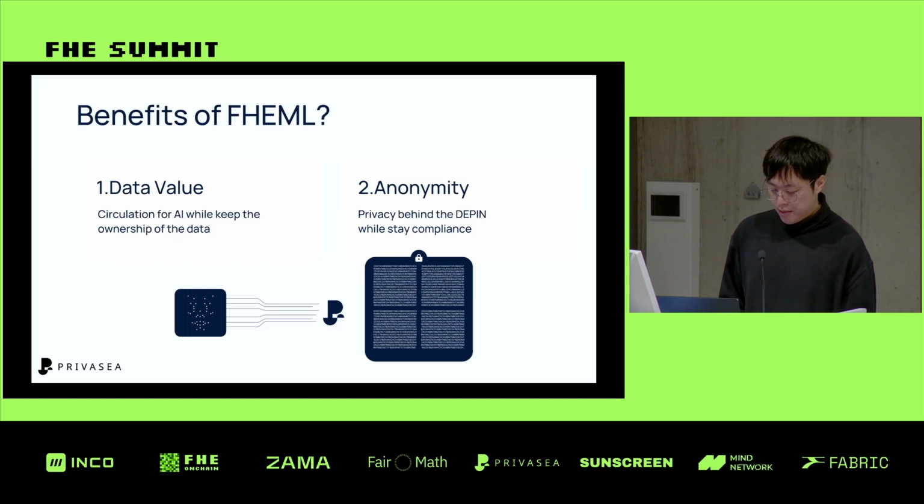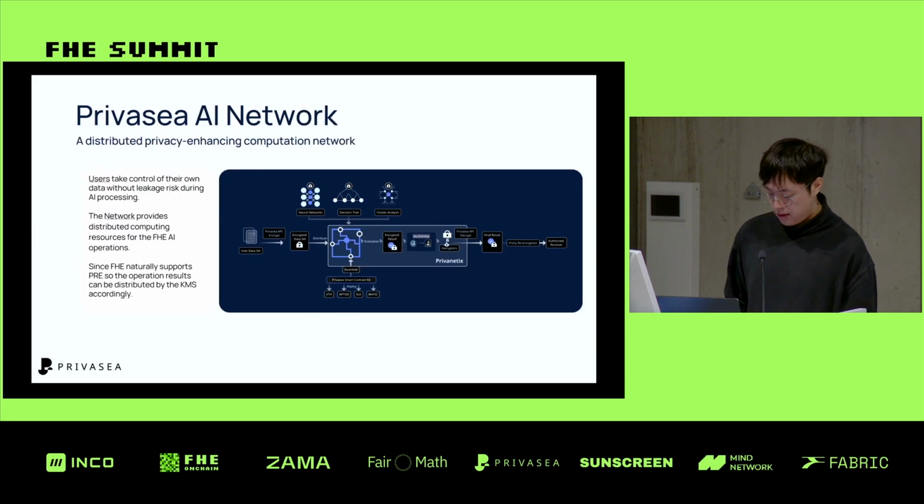So FHE-ML offers several benefits. The first one is it ensures data value circulation for AI while maintaining data ownership. And it also provides anonymity and privacy compliance. However, the computation load of FHE is significant. So it can cause computation pressure on cloud servers. So what if we leverage the power of blockchain distributed computing power?